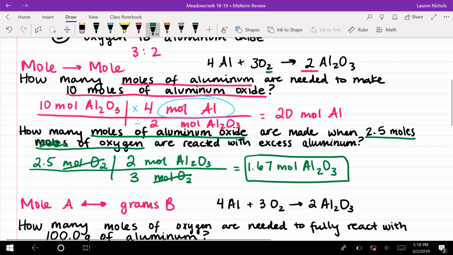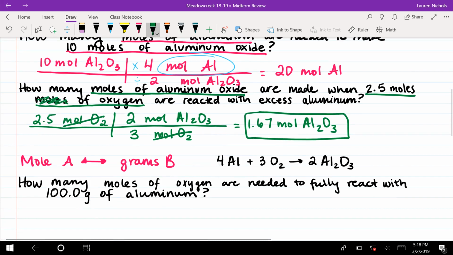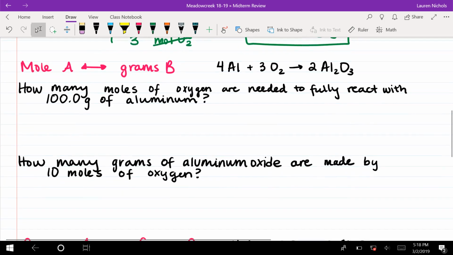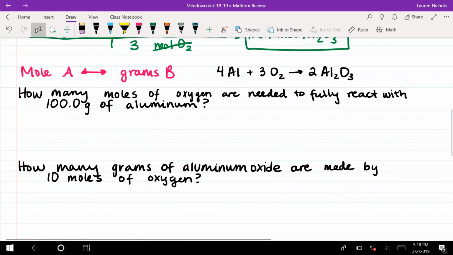It's a one-step problem. So let's look at what happens if we have moles of one thing, but we want to figure out grams of another. Because in a lab, we don't really measure on a scale with moles. So grams is really what we need. How many moles of oxygen are needed to fully react with 100 grams of aluminum?